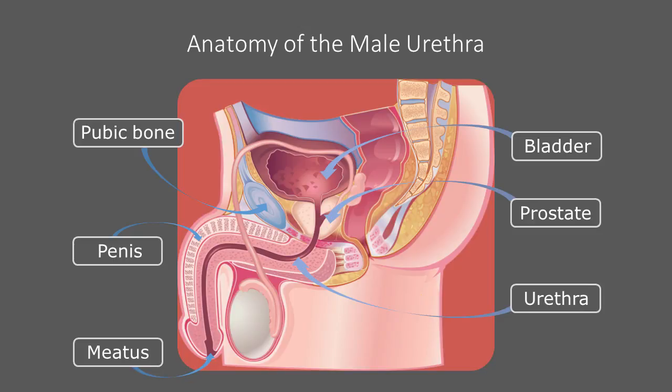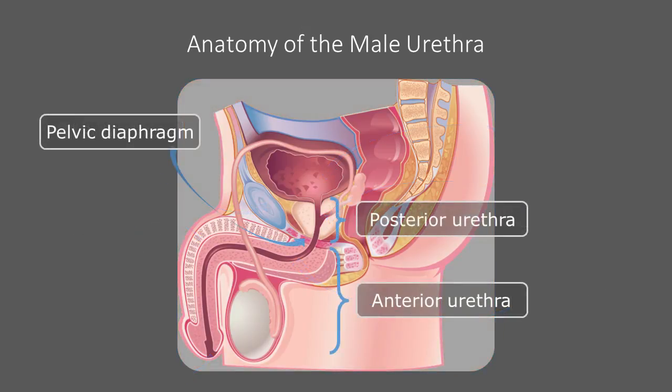The male urethra is a long tube that extends from the bottom of the bladder, or bladder neck, to the tip of the penis, or urinary meatus. For classification, it is divided into the anterior urethra and posterior urethra by the urogenital or pelvic diaphragm, which makes up the muscle of urinary control.